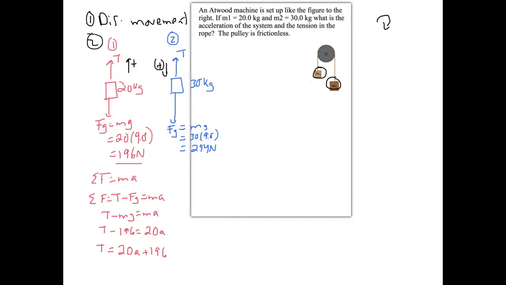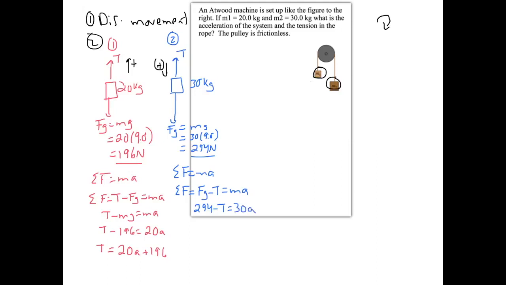For our other equation, very similar. Sum of the forces equals mass times acceleration. This time Fg is going to be larger, so the sum of the forces is going to equal Fg minus T, and that's going to equal ma. Fg we found out was 294, so we say 294 minus T equals 30a.